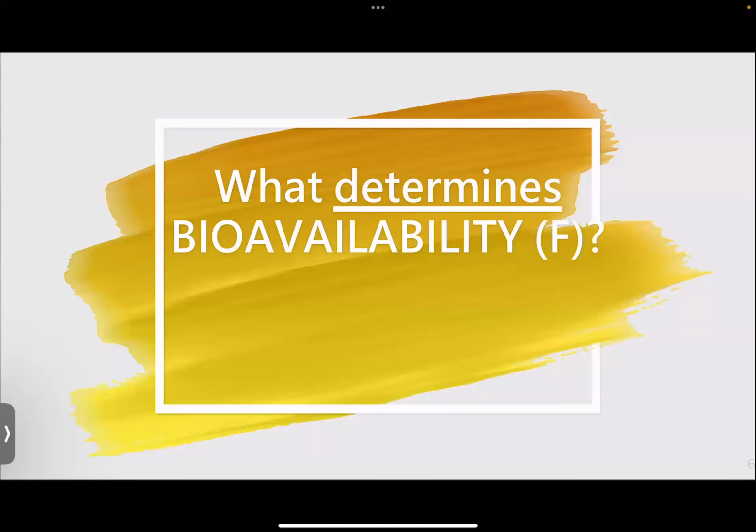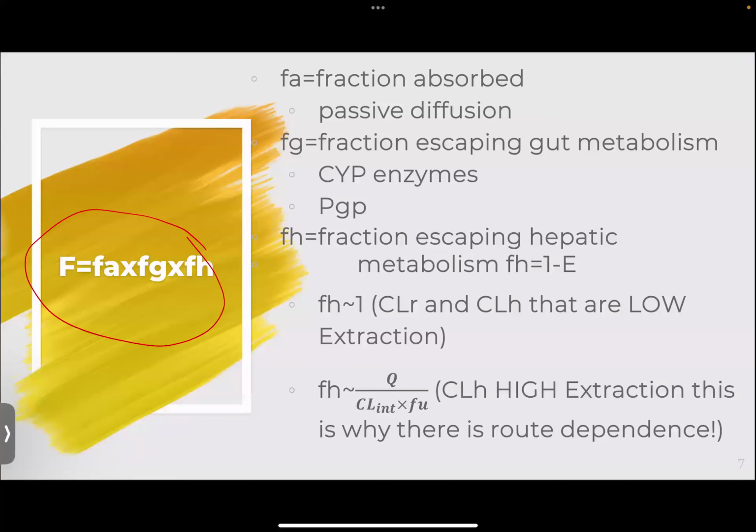So bioavailability, what determines the bioavailability of a drug? Well, you all should be thinking, well, bioavailability is determined by the fraction that gets absorbed times the fraction that makes it through the gut wall times the fraction that makes it through the liver. So those three things have to happen in order for the drug to make it to the systemic circulation. So it's FA times FG times FH. FA is the fraction absorbed, and that's usually through passive diffusion. So you have to think about all the things that affect passive diffusion, right? Make sure it's unionized, small enough, right?